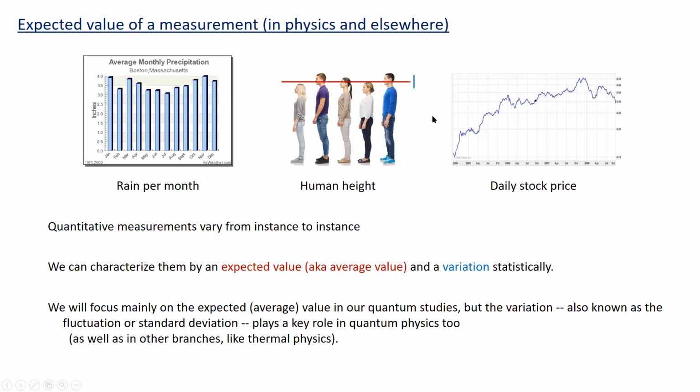So we'll be focusing mainly on the expected or average value in our studies of quantum physics here, but just know that the variation, which is also known in some cases as the fluctuation or the standard deviation, if you've taken statistics, actually plays a key role in quantum physics as well, and in other branches of physics, especially thermal and statistical physics. But okay, let's move on to expected or average value.